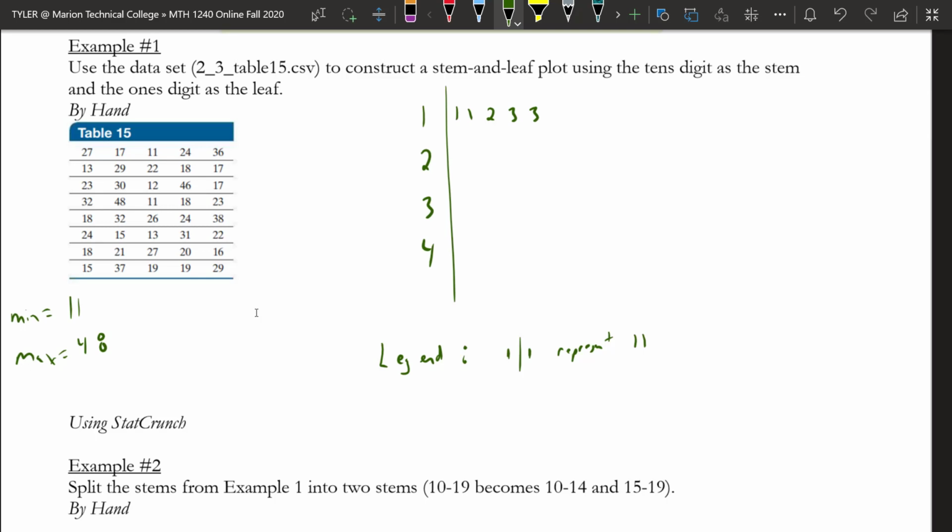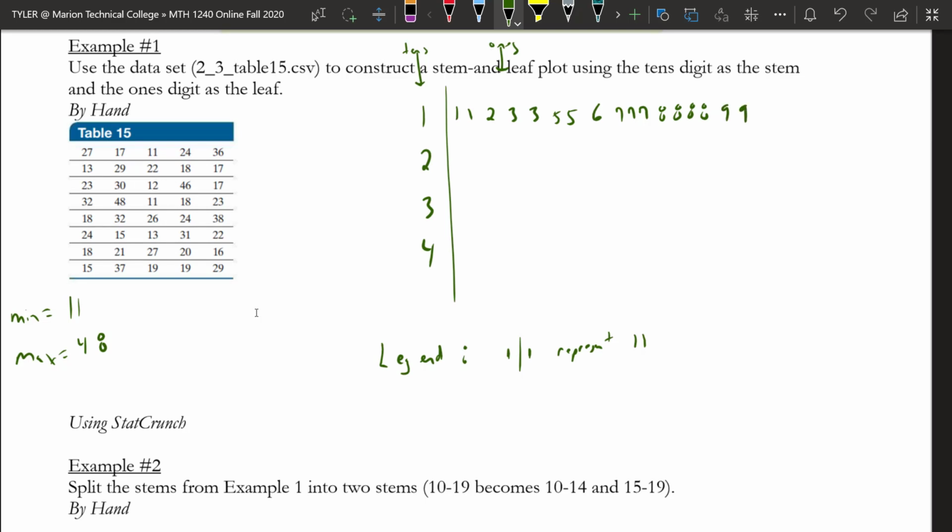and then two 15s. Notice I'm essentially drawing the ones digit. On this side is the tens digit, and on this side we're showing the ones digit for each of the data values. Then there's a 16, a 17 (so I need to draw three 7s), and then four 18s, and then two 19s.